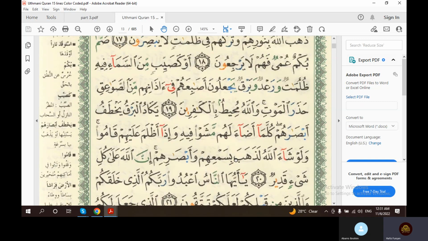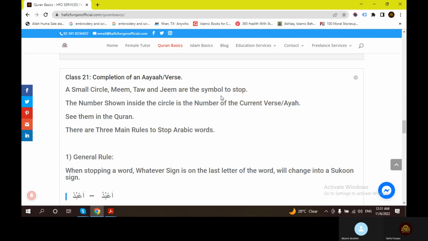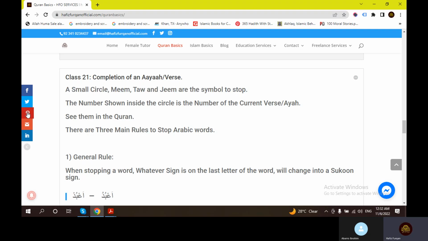So whenever you see this kind of sign, like a small jim, small meme, or small tha, these are the stop signs. What are these called? These are the stop signs. A small circle, meme, tha, and jim. They are talking about a small meme, a small tha and a small jim, which are the symbols to stop.